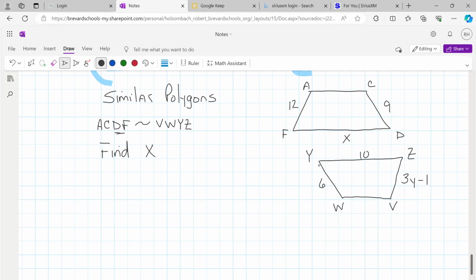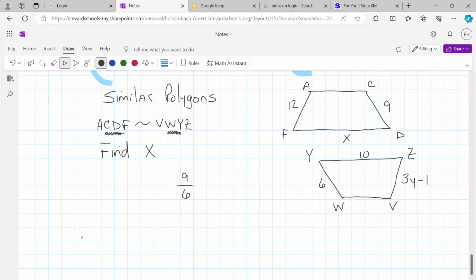So YW, Y and W, these two middle letters, correspond to CD. All right? So C to D is 9. So we're going top shape that's got a 9 for CD. If C to D corresponds to W to Y, we're going to put the 9 over a 6.